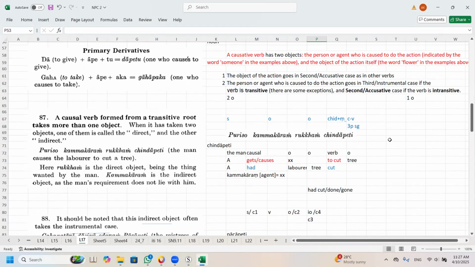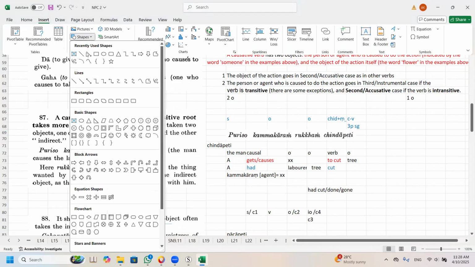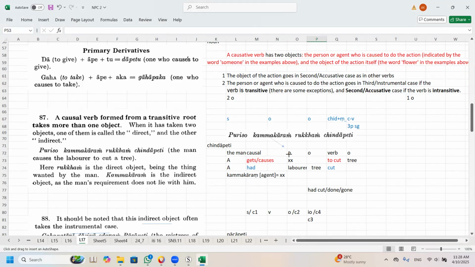Now we look at the example. This has two objects. Purusa is a man. This is causative. That means we take ape, which is get or cause. Where is the agent? Kamma karang means laborer. This is the laborer.